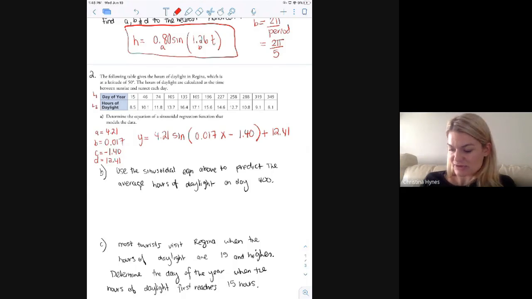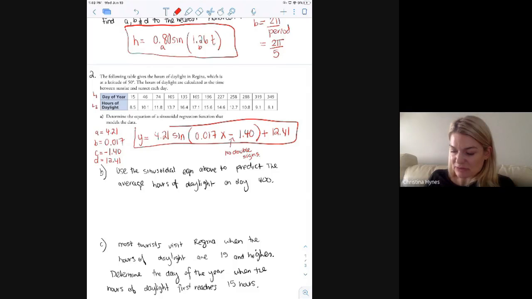Okay, so just make sure that there's no double signs. A little hint, no double signs. Meaning I shouldn't see a plus minus there or a minus minus. So always simplify your signs and then make sure you write it in this form here. So that's what I'm looking for, full marks there.